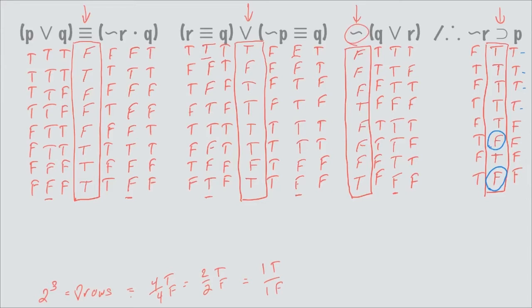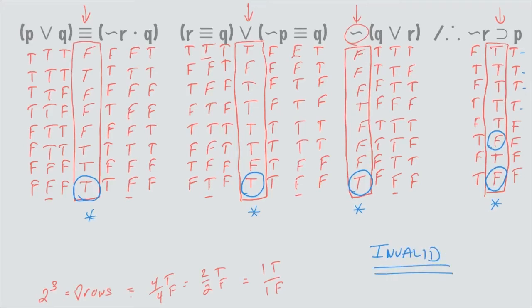I then look across and say, is there an instance in which we have all true premises? So if I look at this bottom row, I notice that in fact, the first premise, second premise, and third premise, all of these are true with the conclusion false. Therefore, I know that this is an invalid argument. And that's all I have to do.